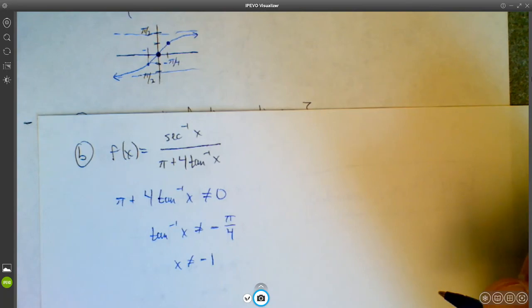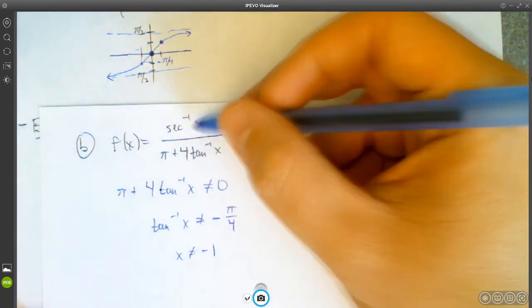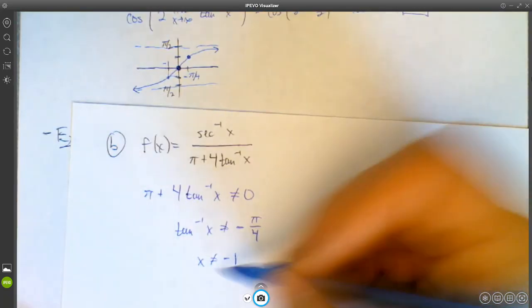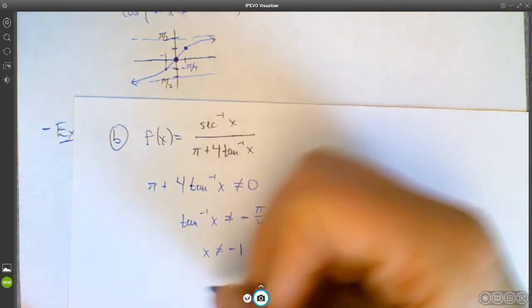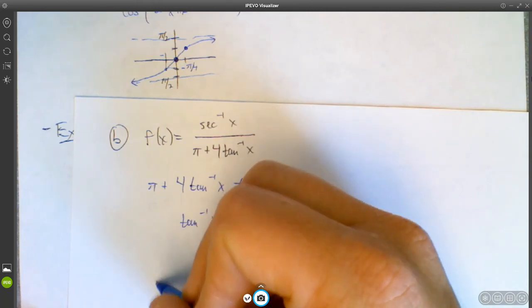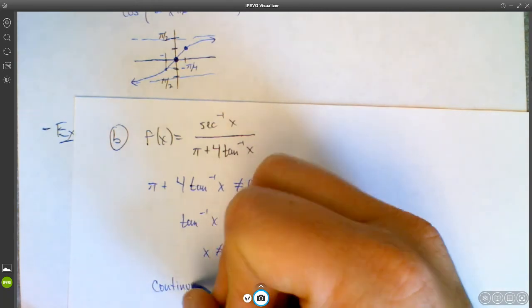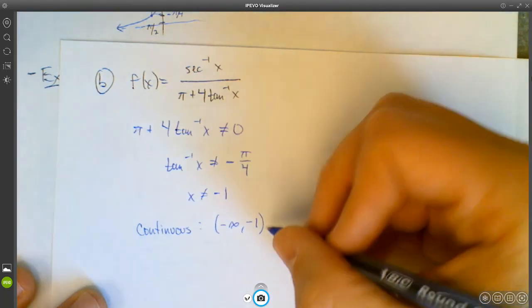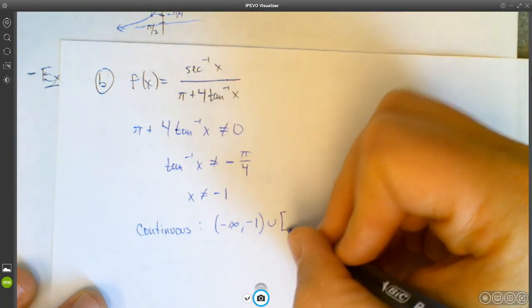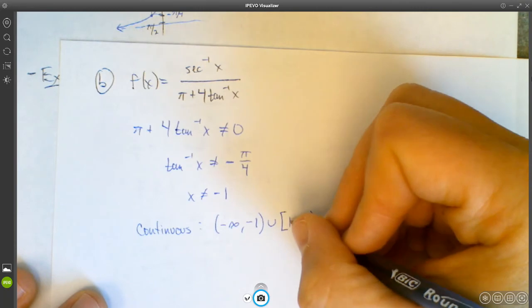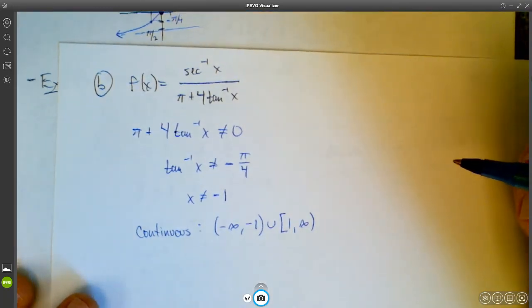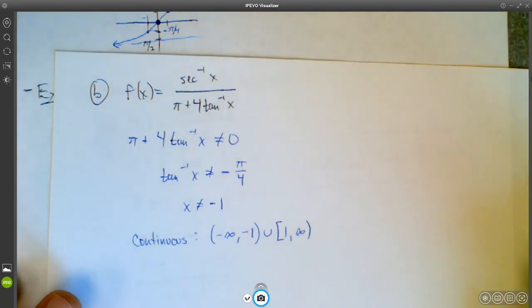Interesting, right? So this thing is continuous on all of the reals except for the numbers between -1 and 1, including -1. So here's what this would look like. It's continuous from -infinity to -1, not including at -1, and then it's continuous from 1 to infinity. This time it can include the +1. Okay, so very interesting function there.